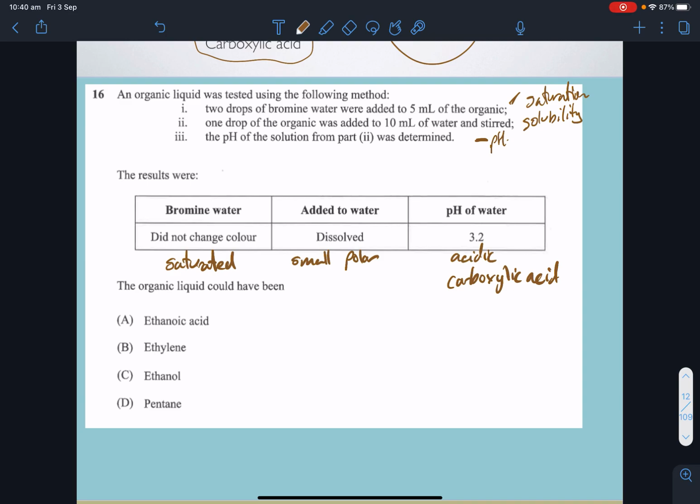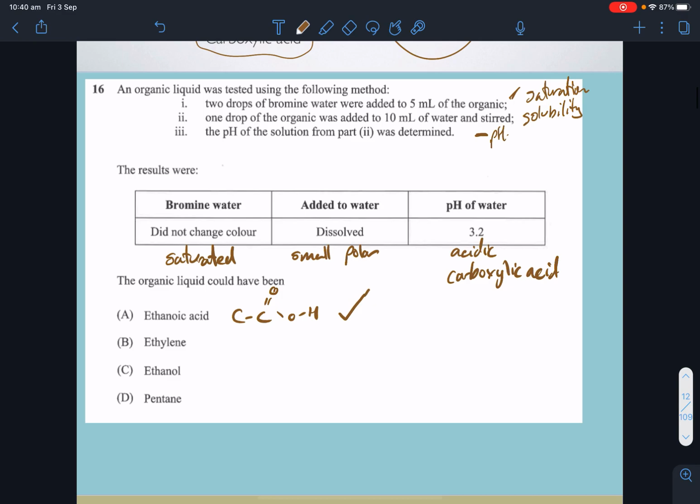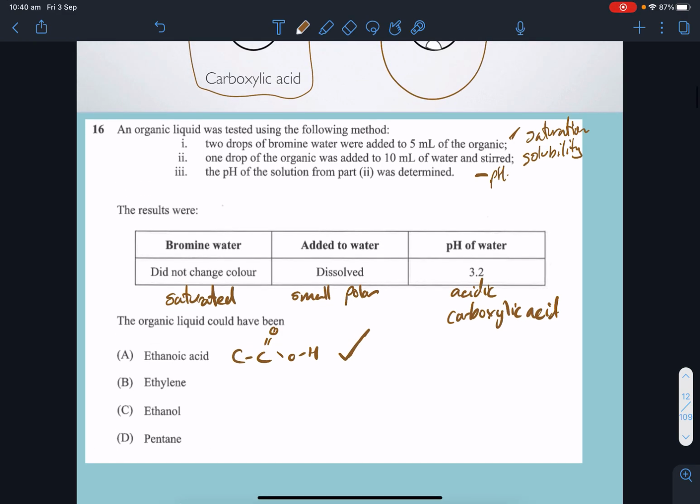All right, ethanoic acid. It's a carboxylic acid, it's small and polar, and it's saturated. It's got a carbon-to-carbon single bond. That's looking really good. Okay, let's check the other ones. Ethylene is the same name as ethene. It would change the color of bromine water because bromine would add across it, so it doesn't fit that. It wouldn't really dissolve in water because it's non-polar, and its pH wouldn't be 3. It'll be fairly neutral, so no, it's not ethene or ethylene.